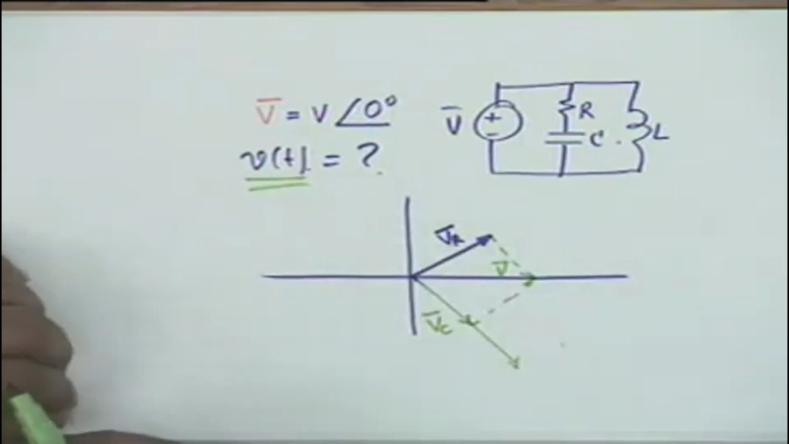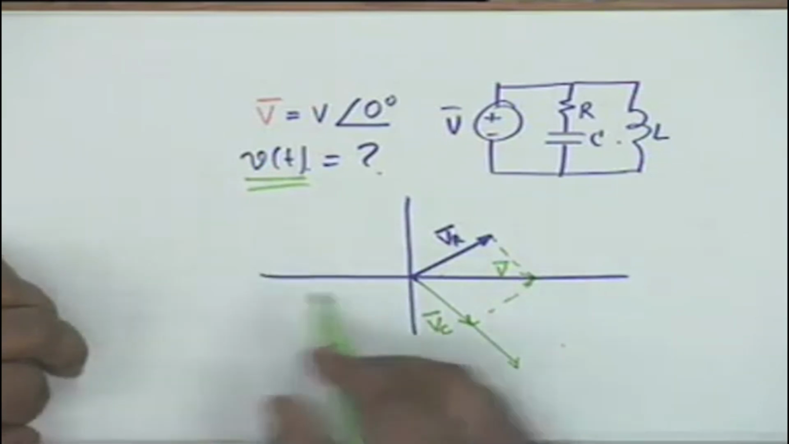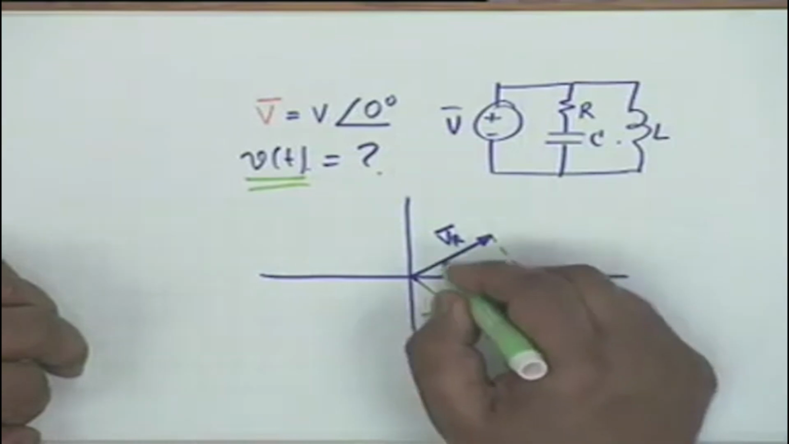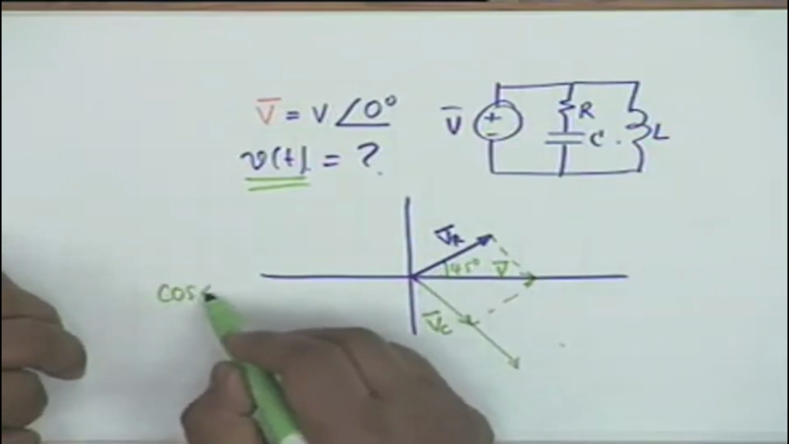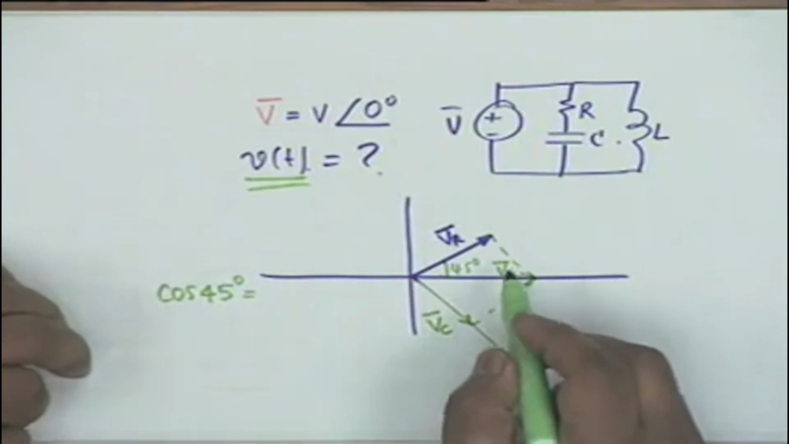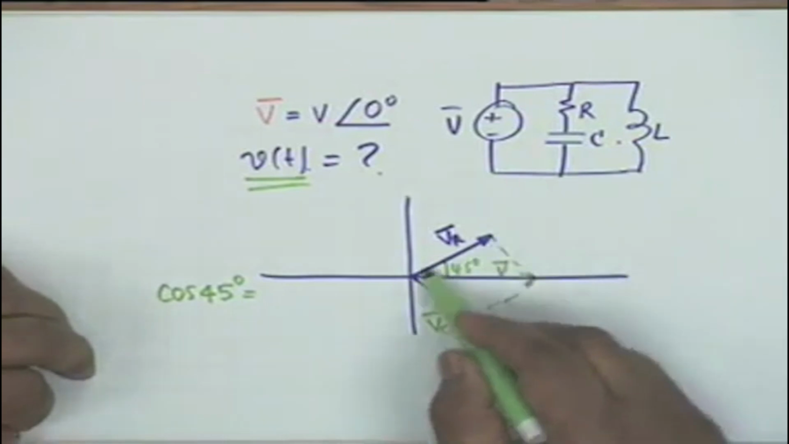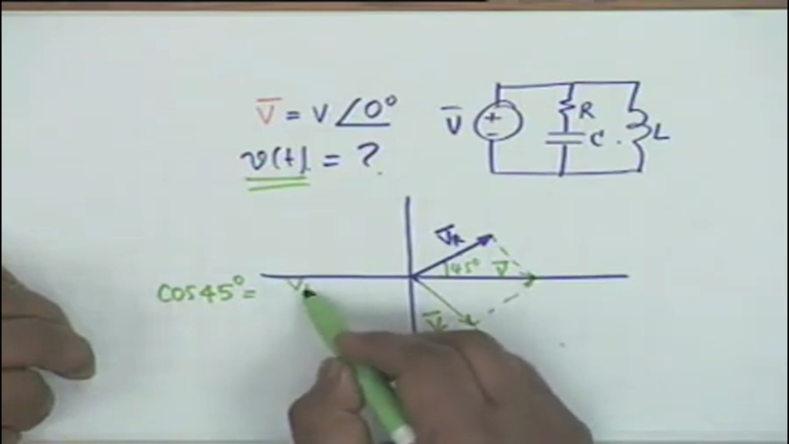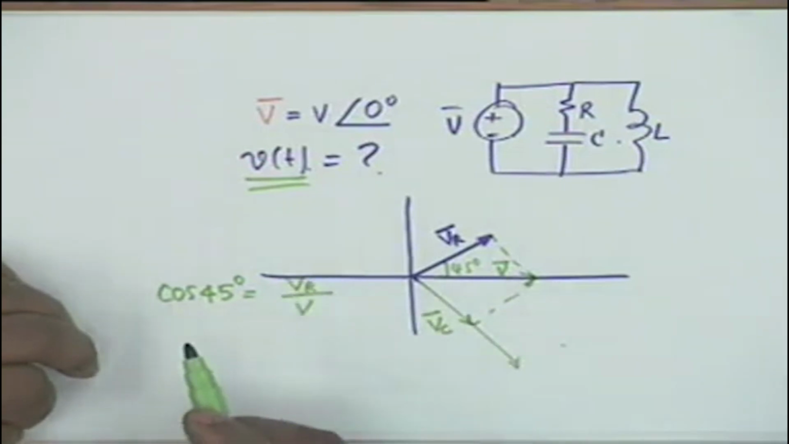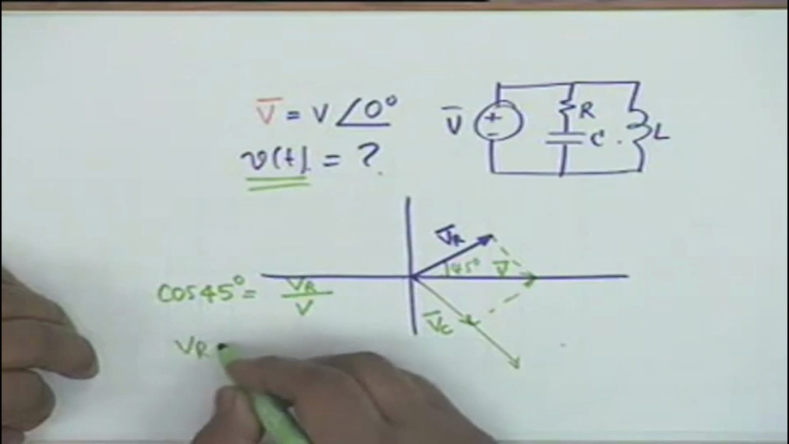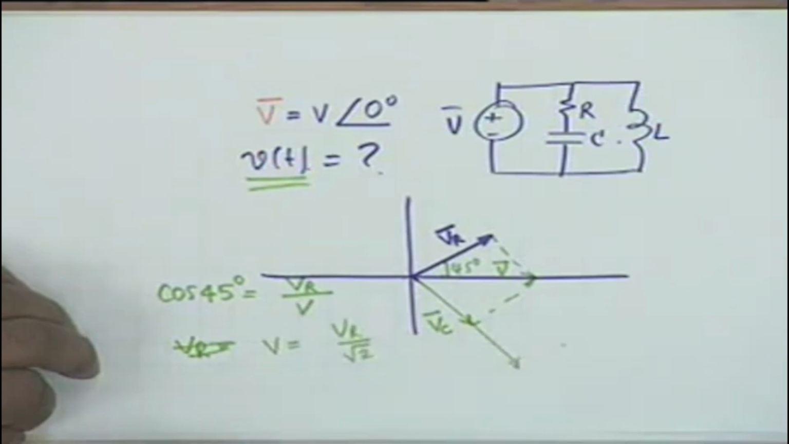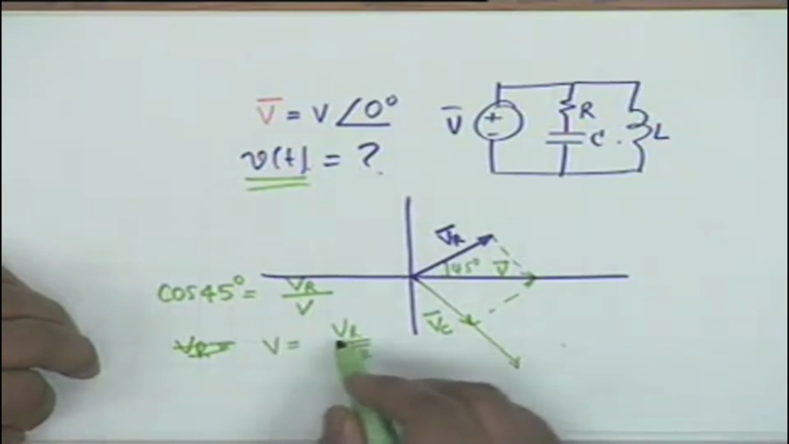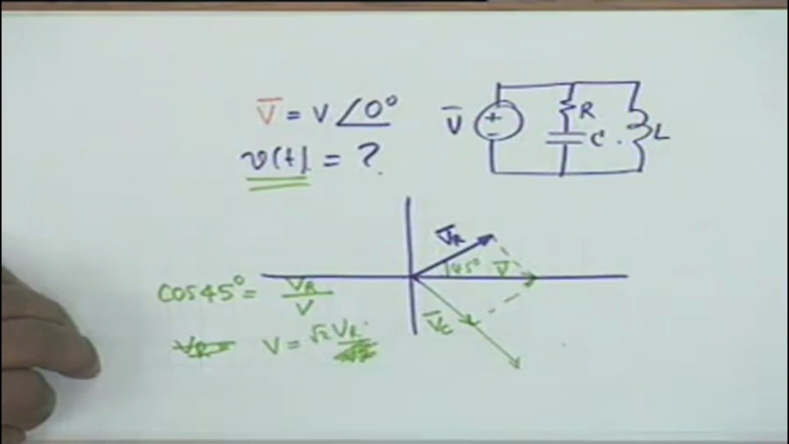You are now required to find out vt. How do you find V? Obviously this angle is 45, so cosine 45, it's an interesting question. Cosine 45 would be base divided by hypotenuse. So VR divided by V. Therefore V is equal to VR divided by root 2. No, it's the other way around. V would be equal to root 2 VR. That's right.